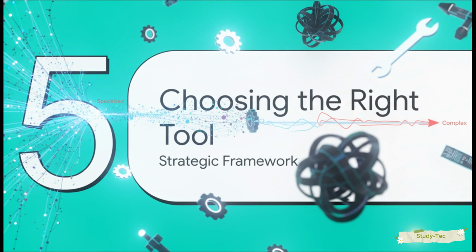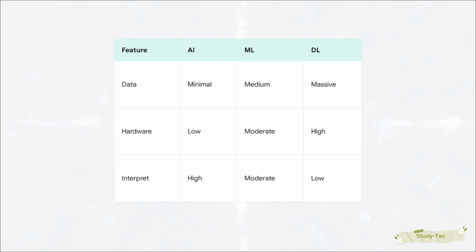So, let's look at Section 5, choosing the right tool. When you're comparing these tools, think about it like this. If you're a bank dealing with structured financial data and you need a transparent, highly interpretable model so you can explain to regulators exactly why a loan was denied, standard machine learning is absolutely a perfect tool. But if you're building a self-driving car that needs to instantly process massive unstructured video feeds, you just have to absorb the high computational costs and the whole black box nature of deep learning.